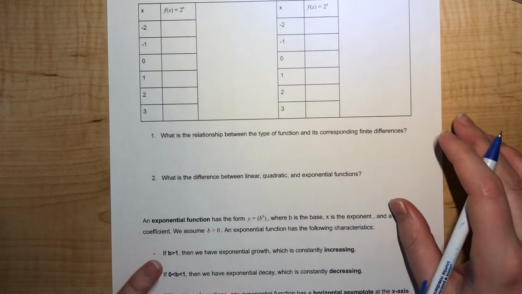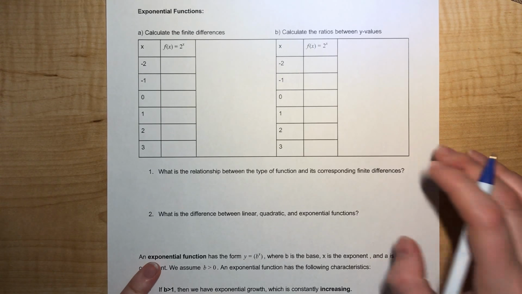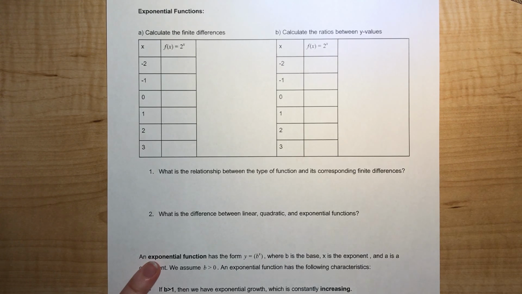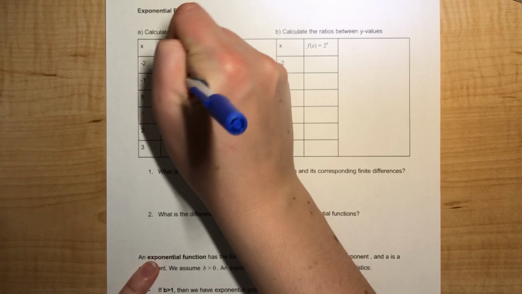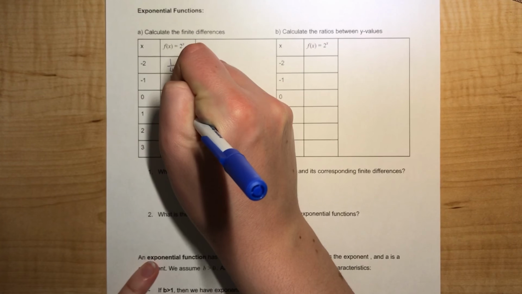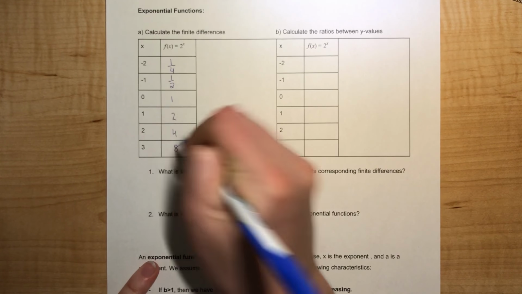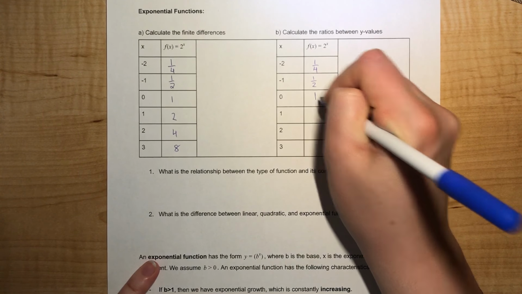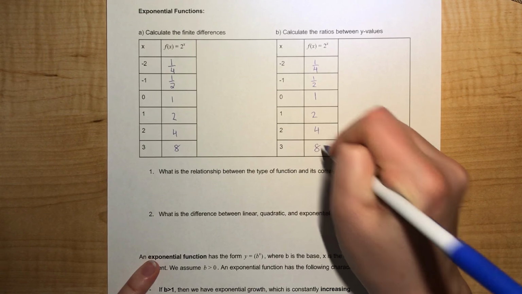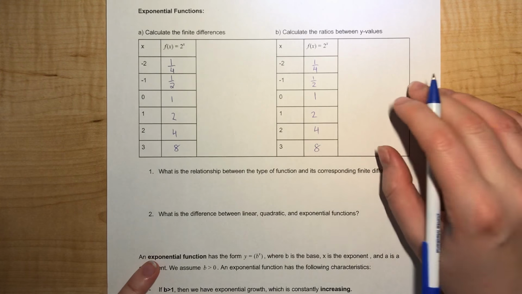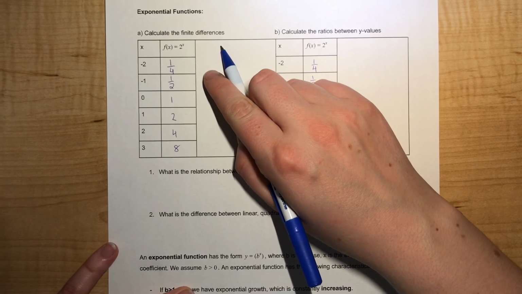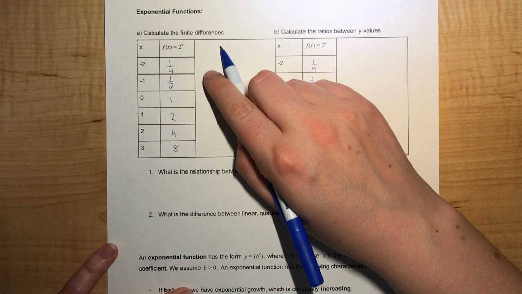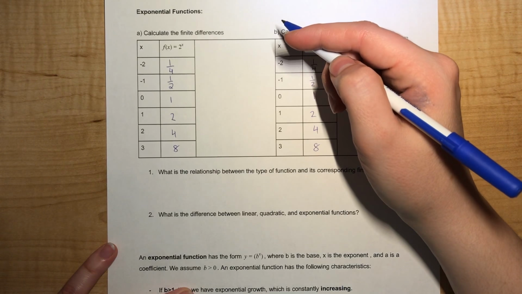Let's see what happens with exponents. Now I've done the same equation twice. F of x equals 2 to the power of x. And I'm just going to complete this real quick. It's the same equation in both tables. And what I want to try and see is, do our finite differences tell us anything for exponential functions? And if not, what can we do instead?